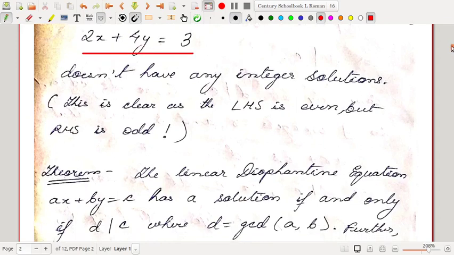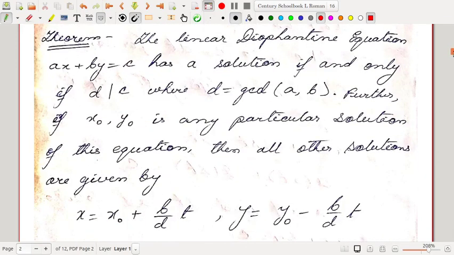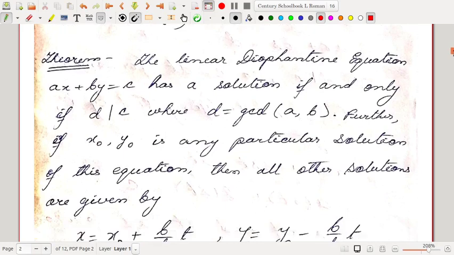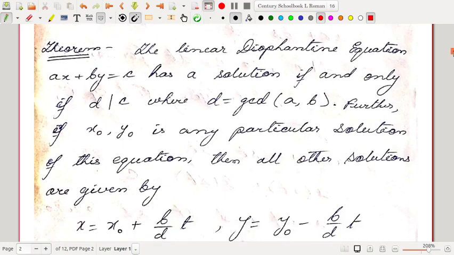For this, we have a theorem which is not very difficult. It's quite simple to prove, and given that you have already done GCD and properties of GCD, greatest common divisor, it will be quite easy for you to understand the proof. The linear Diophantine equation ax plus by equal to c has a solution if and only if d divides c. What is d? d is the GCD of a and b.